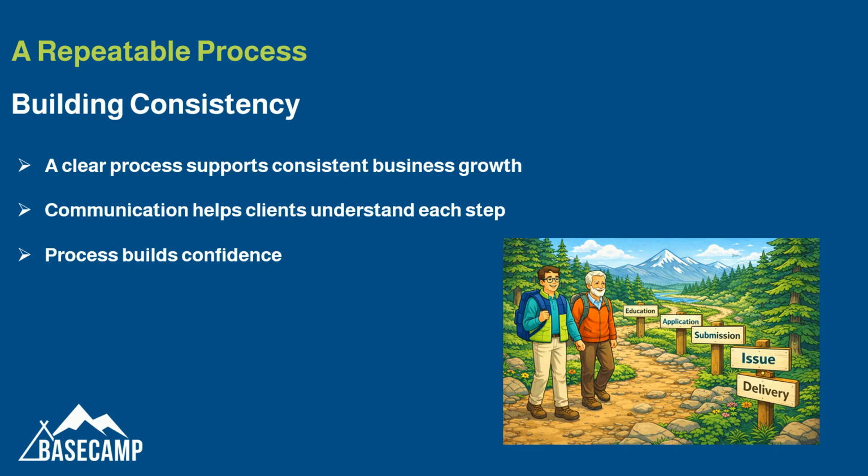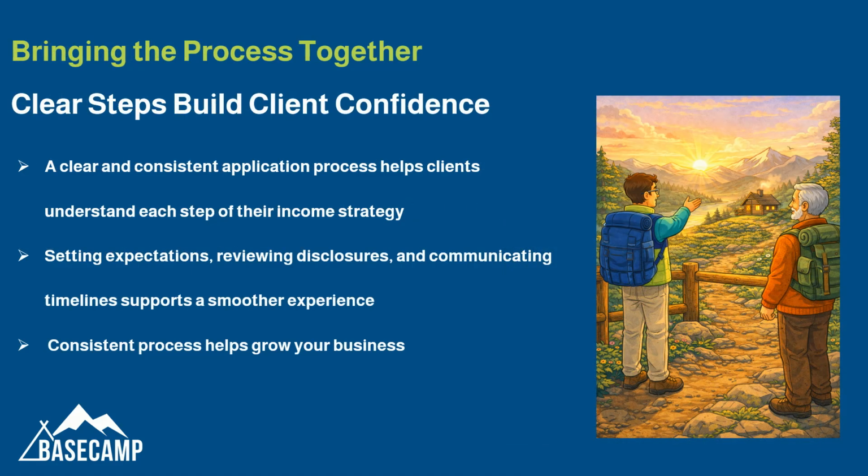And that consistency can help create a smoother experience for both the agent and the client, as retirement strategies are discussed and documented. As we wrap up this section of Basecamp, it's helpful to bring the entire process together. Throughout these slides, we've walked through the key steps involved in documenting and submitting annuity business, from beginning the application, to gathering information, to submitting the case, and ultimately delivering the issued contract.